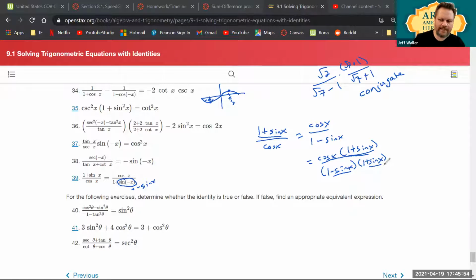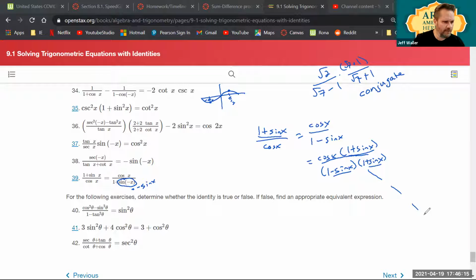Do we have identities relating 1 and sine squared? So when I multiply this out, isn't it going to be related to an identity? Cosine squared. Don't go too far. That's as much as I'm going to do. That's it. You've got to finish it out.